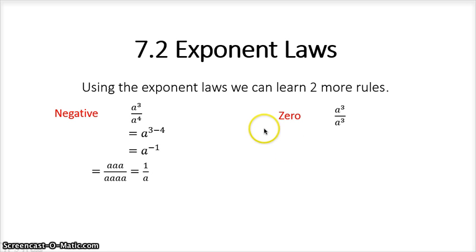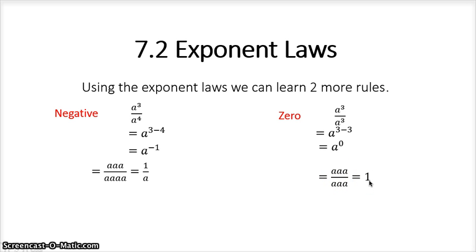The other rule that we have is zeros. If I give you a to the 3 over a to the 3, from yesterday dividing, we know that we subtract them, 3 minus 3. But what's 3 minus 3? It's a to the 0. Again, if we write it as repeated multiplication, everything cancels out and we're left with 1.